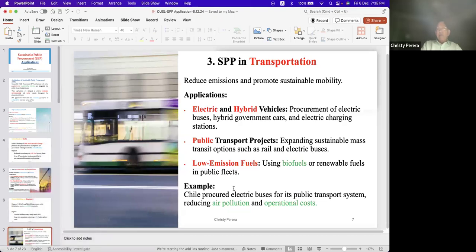Low emission fuels. Using biofuels or renewable fuels in public fleets. You can think about biofuels.